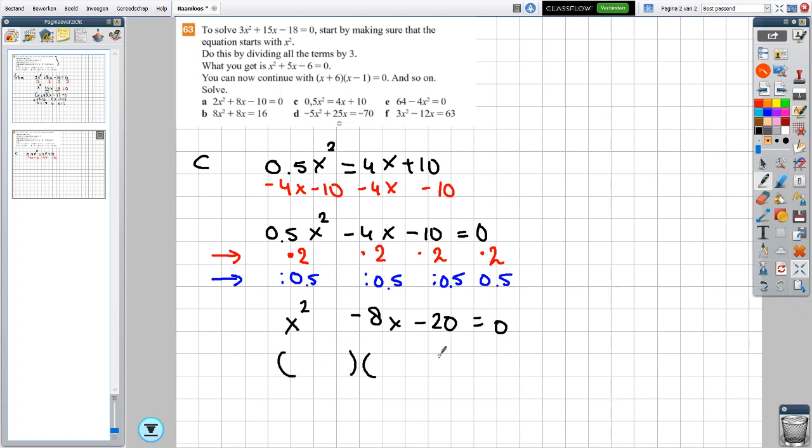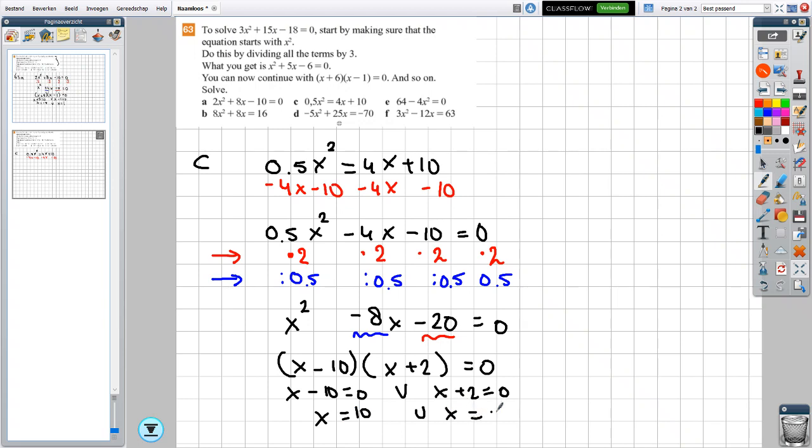And this part by now, hopefully you have practiced quite a lot. Which numbers are we looking for? In this case, two numbers which added are minus 8 and multiplied are going to be minus 20. I think minus 10 and plus 2. Minus 10 plus 2 is minus 8. Minus 10 times 2 is minus 20. So x minus 10 is 0, or x plus 2 is 0. Solve for x, so x is 10, or x is minus 2.